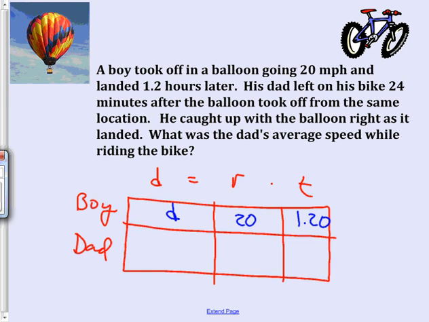Now the distance for the dad. Think about this. If I use D again, I'm saying that the boy and the dad went the same distance. Is that true? Yes, it is, so I can put a D there. If they had gone different distances, I would not be able to use a D again unless I said something like D plus 1. But if I say they're exactly the same, then by saying D and D, I'm saying that their distances were the same, and they were. And he went 24 minutes after the balloon took off, and I don't know the rate. What should I put if I don't know the rate? R.